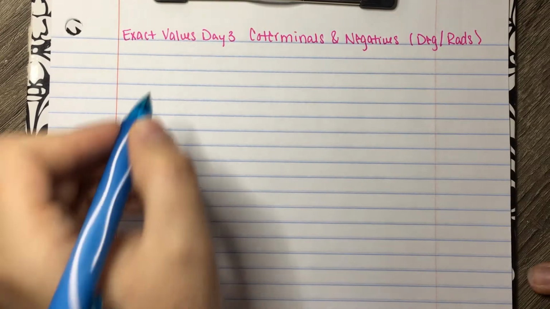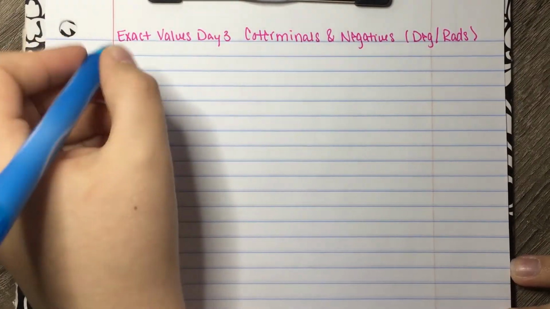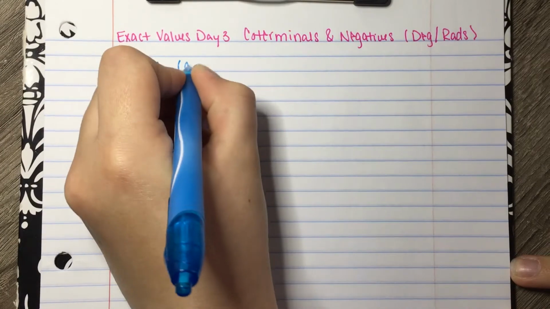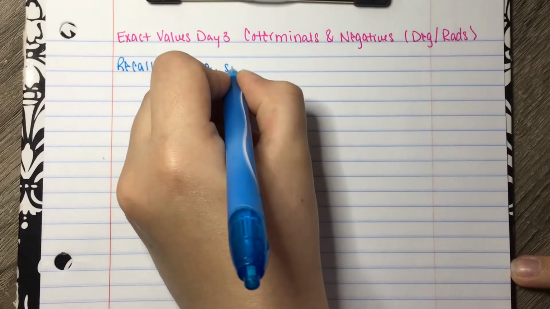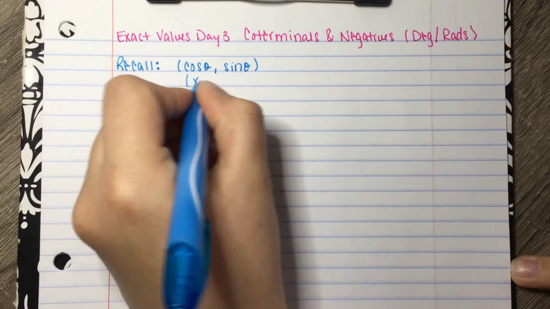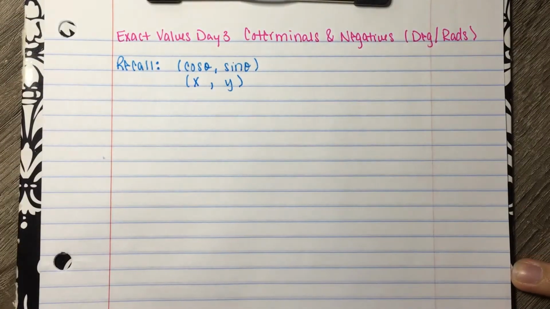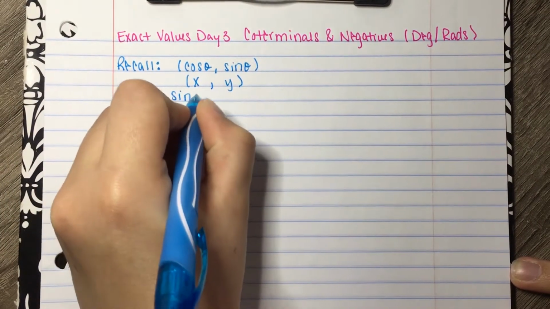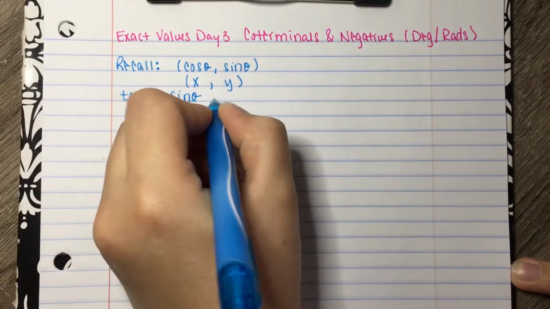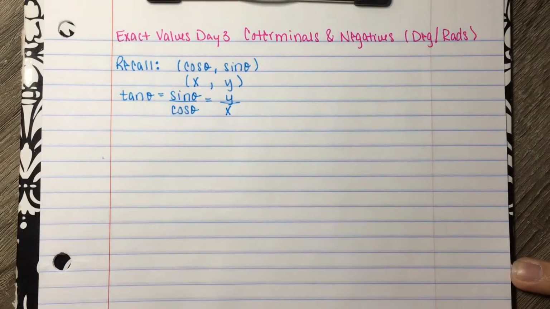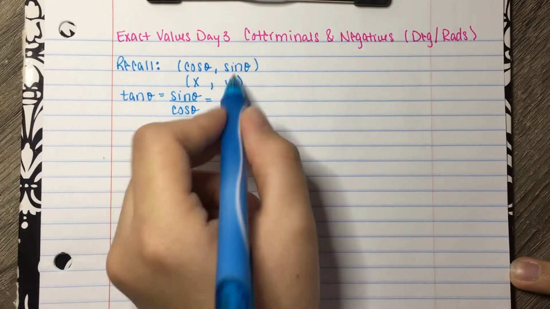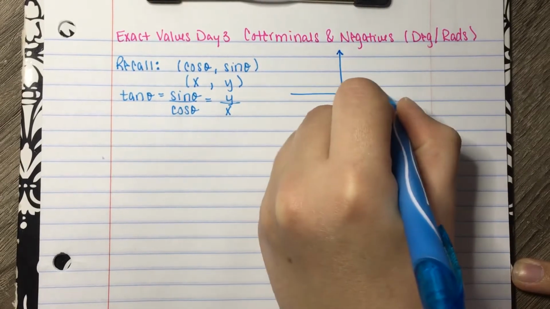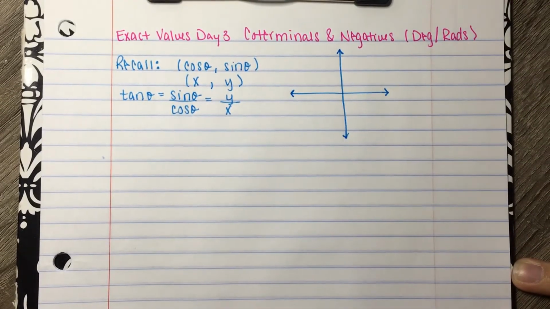All right, before we get started with this video and this new topic of coterminals and negatives, we do have to recall some things from our previous videos. So throughout this video, we're going to be using our fact that cosine is our x-coordinate and sine is our y-coordinate. We also know that tangent theta is now our identity sine theta over cosine theta, and that's y over x. And then we used this fact that cosine is x and sine is y to help us build this pretty picture here, which tells us where each trig function is positive or negative.